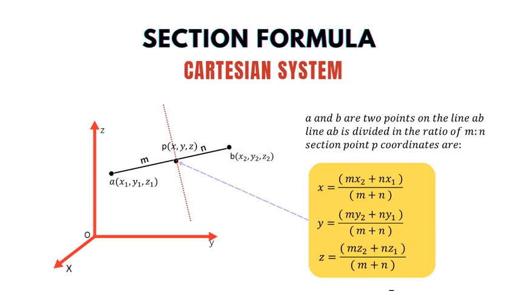Suppose we have a line AB and there are 2 points A and B on this line. The line AB is divided in the ratio m:n. If we know the coordinates of the points A and B, then the coordinates of the section point P are given by x equals (mx2 plus nx1) divided by (m plus n), y equals (my2 plus ny1) divided by (m plus n), and z equals (mz2 plus nz1) divided by (m plus n).